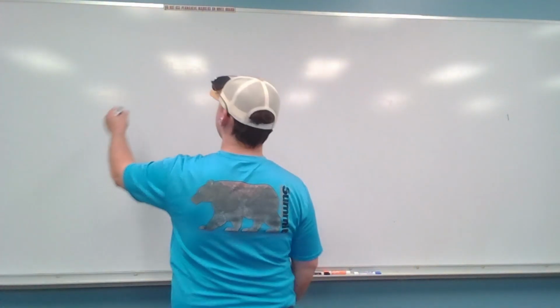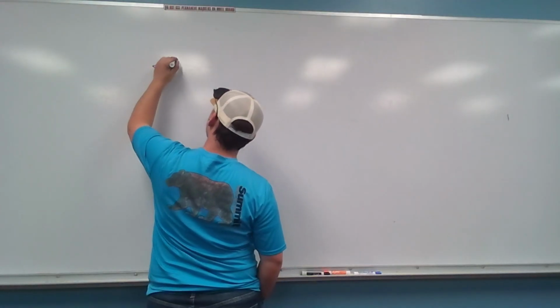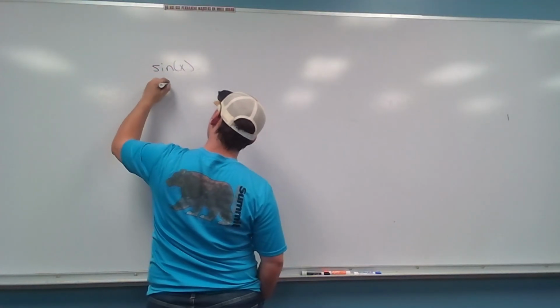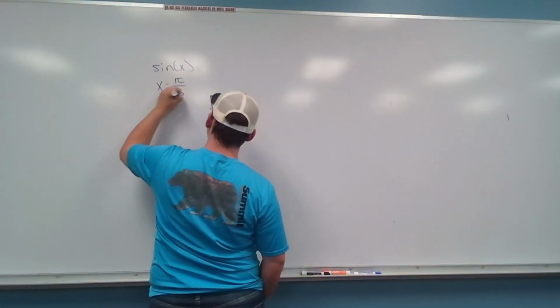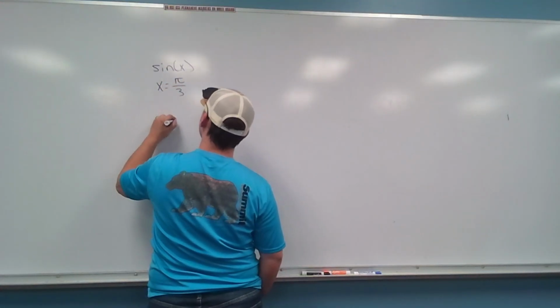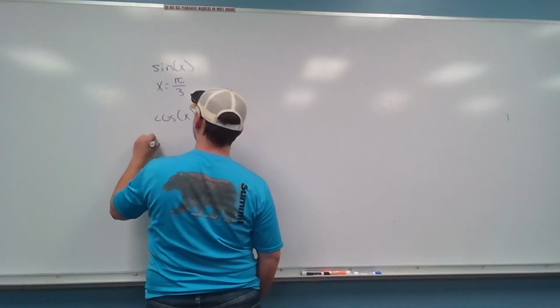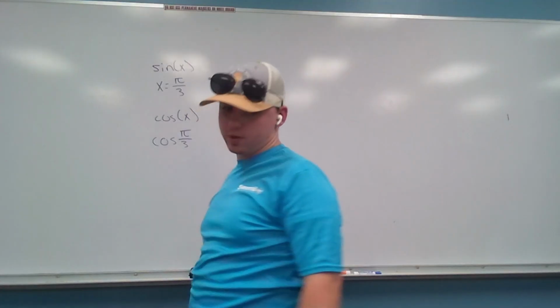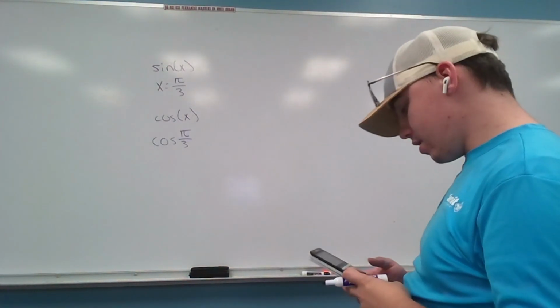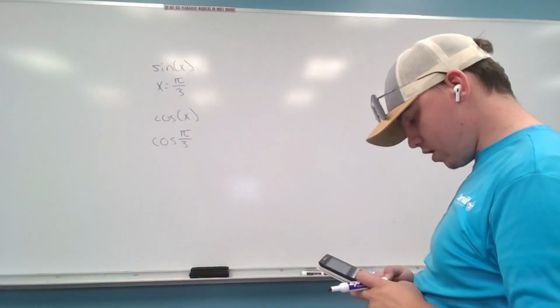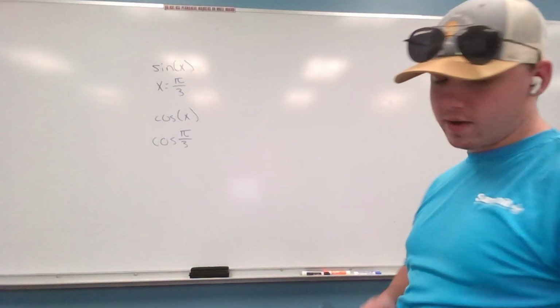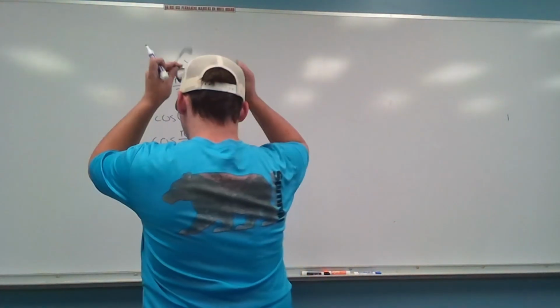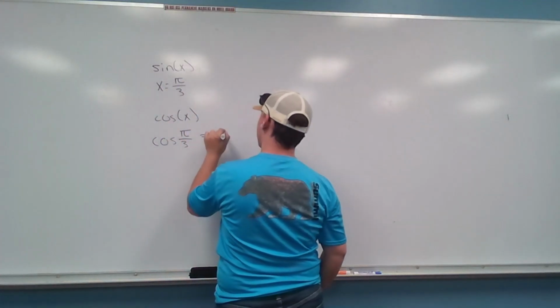For example, find the linearization of the function at a. So sine of x at x equals pi over 3. All I have to do is find the derivative, cosine of x, and then cosine of pi over 3 is going to be, I'm just going to put it in the calculator, I'm not going to go unit circle. Okay, cosine of pi divided by 3. It's 0.5, yeah, nice. Not too complex. This is equal to 0.5.